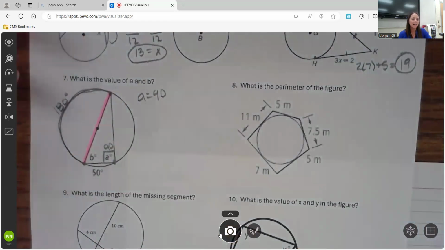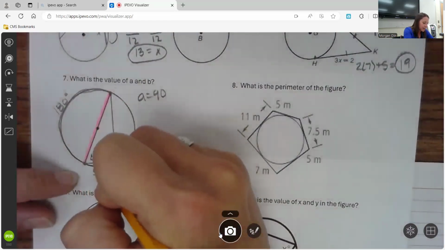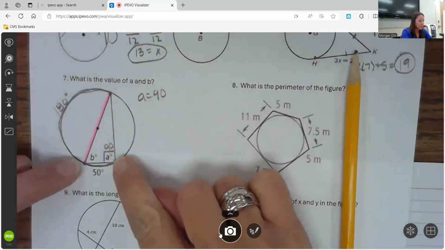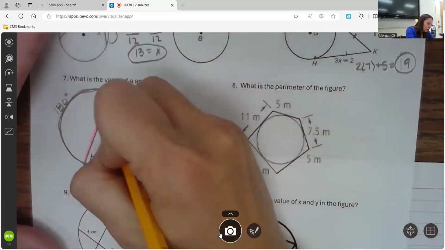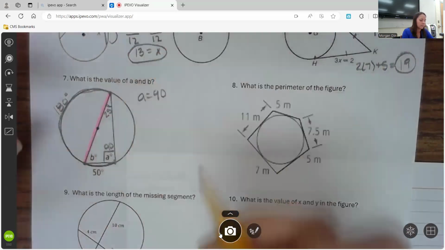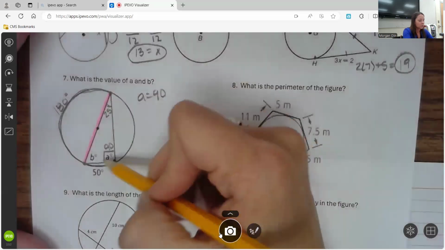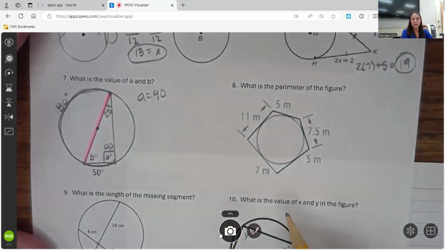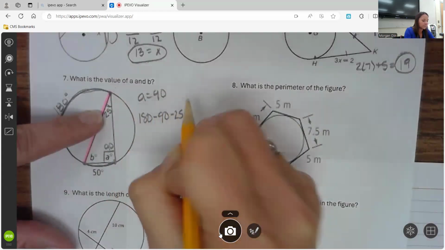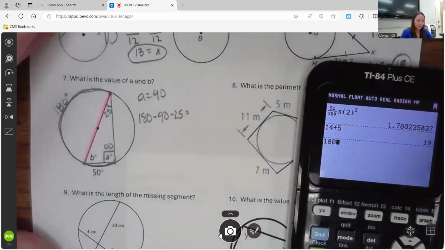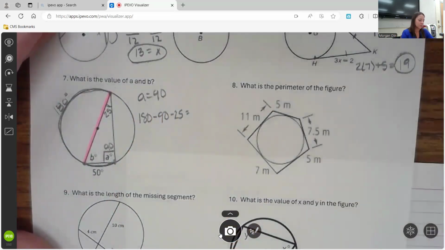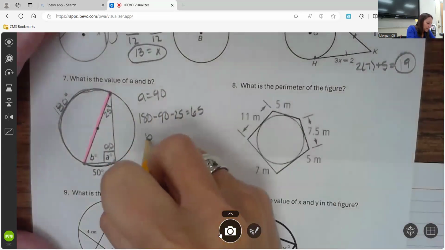Okay, now I've got to find B, but what they give us is this is 50. So if I take my fingers right here and I go out, the inscribed angle is this angle right here. Well, the angle is half the arc. So what's half of 50? 25. And now we can look at it and say, okay, a triangle. How much is a whole triangle? 180. So if I take 180 and I minus my 90 degrees and I minus my 25, so 180 minus 90 minus 25, we end up with 65 as our answer. So angle B is 65.